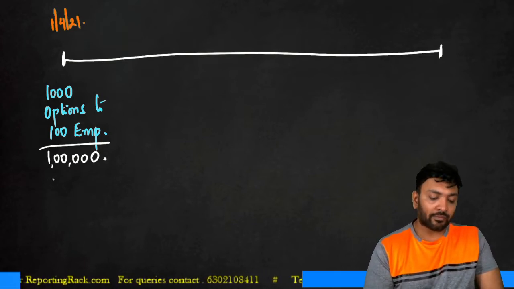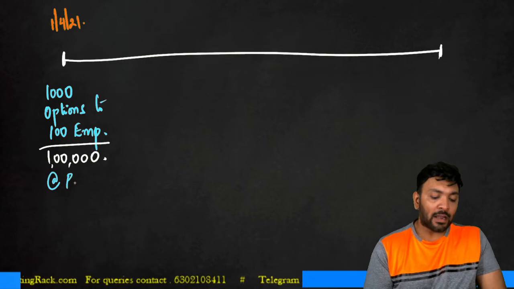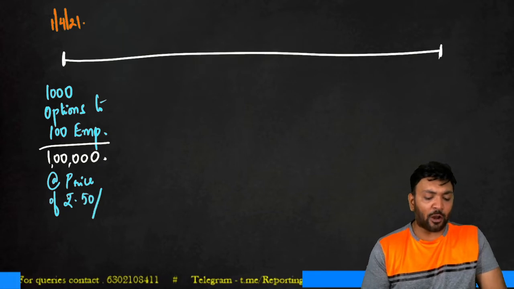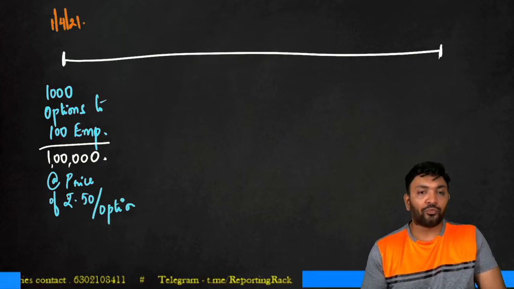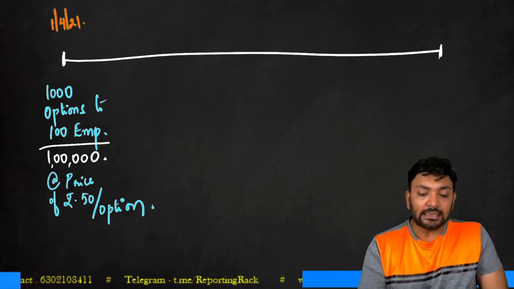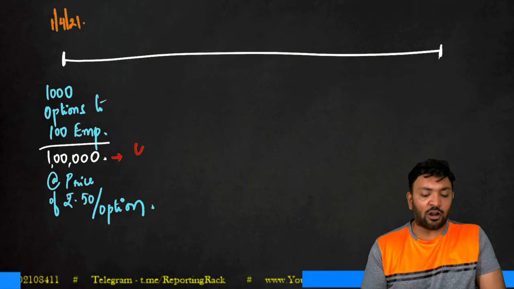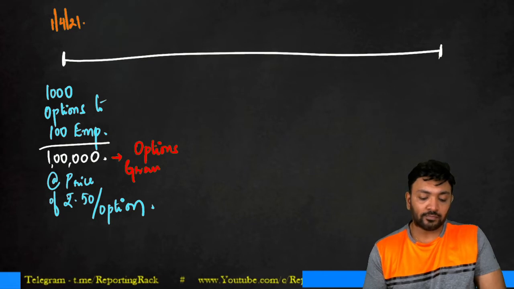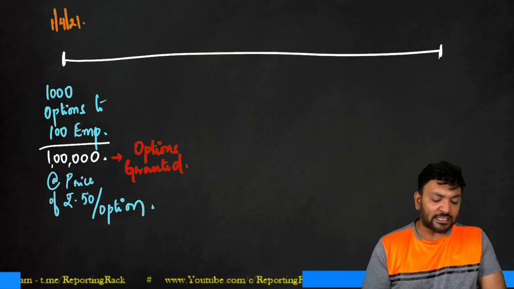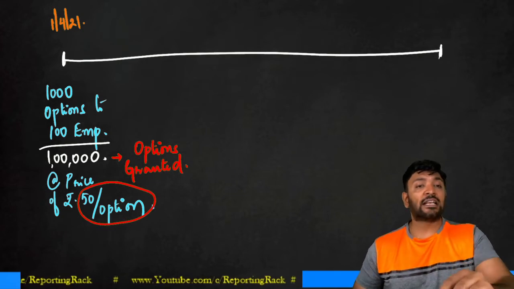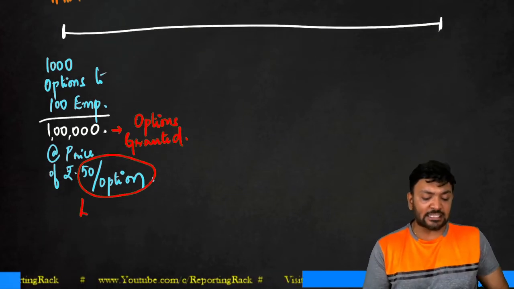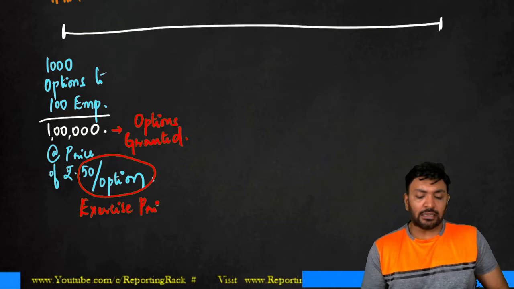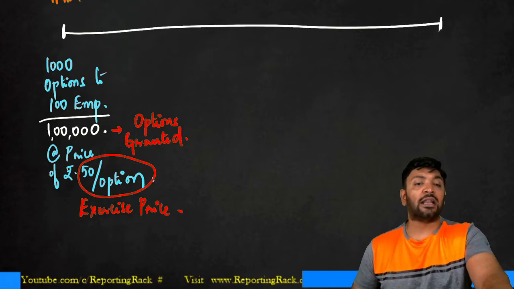At a price of rupee 50 per option. This 1 lakh is basically called options granted. This 50 rupees per option, which is supposed to be paid to exercise that option, is called exercise price. The price at which the employee can subscribe to that option is called exercise price.